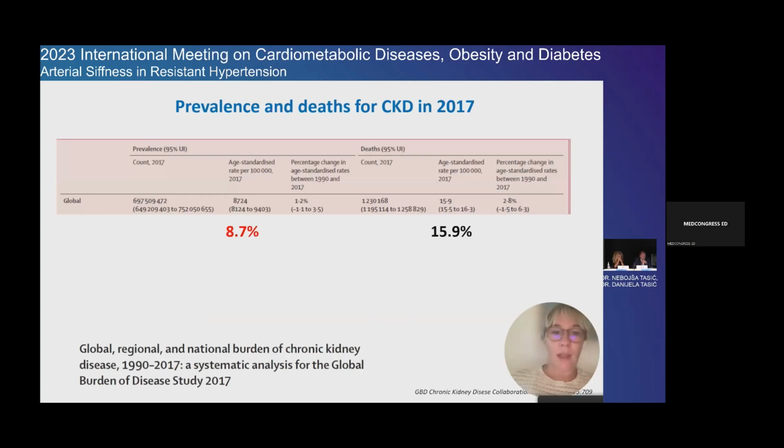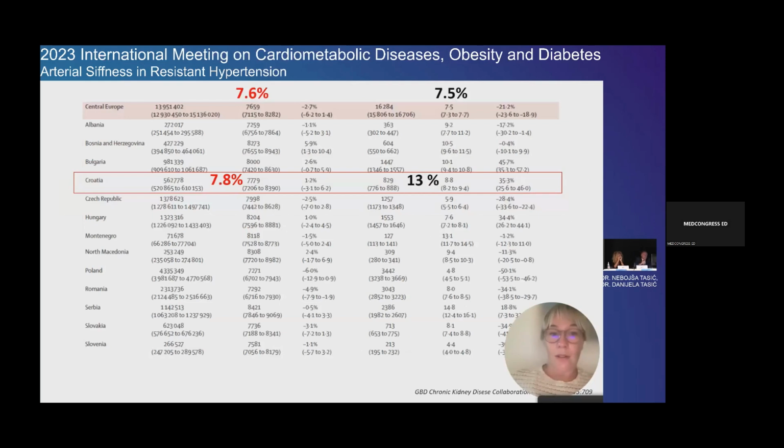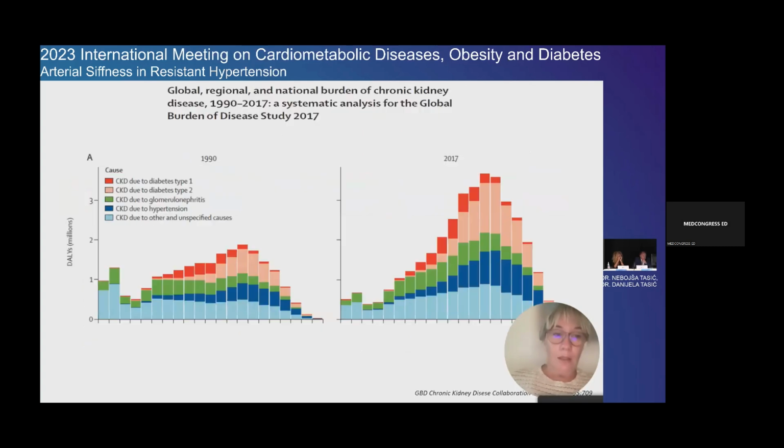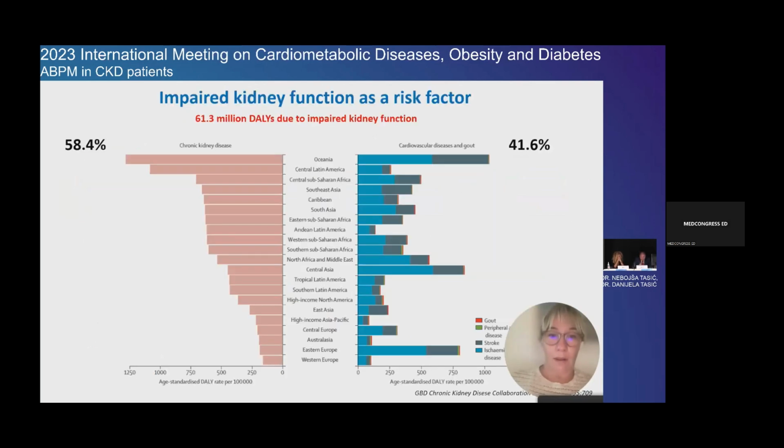So the prevalence of death for chronic kidney disease is rising according to the global, regional, and national burden of chronic diseases from the 1990s to these days. The prevalence of CKD has almost doubled. In Croatia, for instance, the prevalence of CKD today is about 13%. The cause for this is the higher prevalence of type 2 diabetes as well as hypertension as major contributors to chronic kidney disease prevalence.